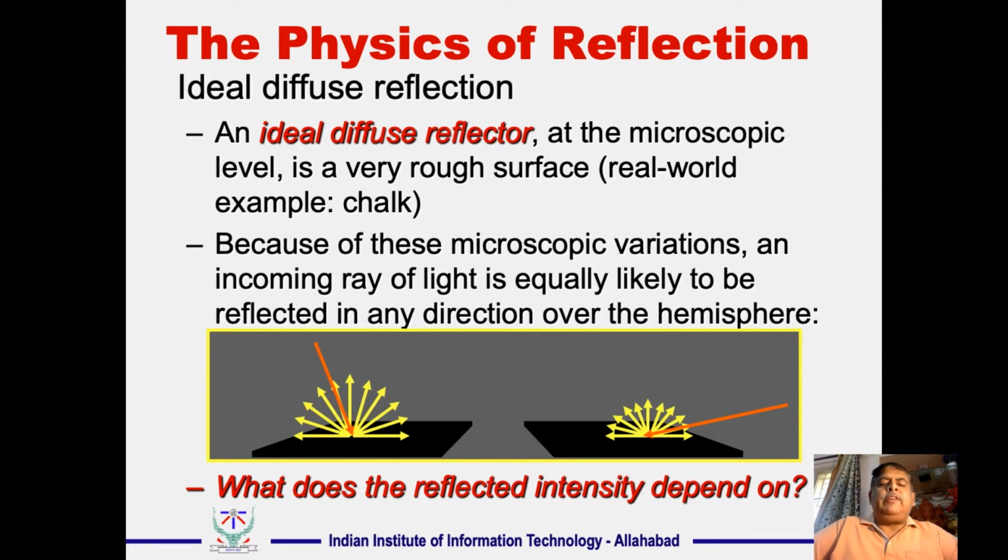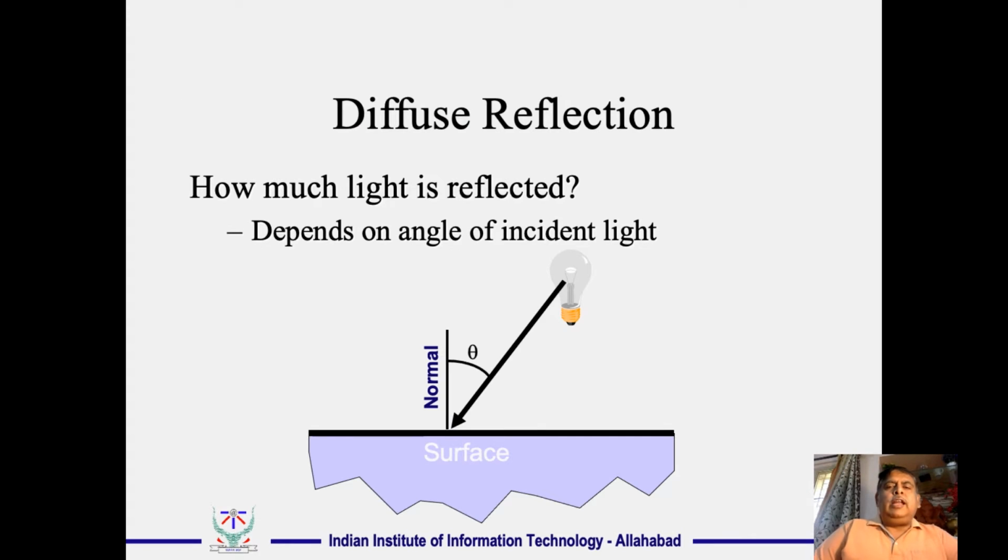Now it has been observed that if the incident beam is perpendicular to the surface, that is, it makes an angle of 0 with the normal to the surface, the intensity of this scattered radiation is maximum, while it is minimum when this incident beam is at 90 degrees to the normal to the surface. So let us see the relationship, the diffuse reflection. How much light is reflected depends on the angle of incidence.